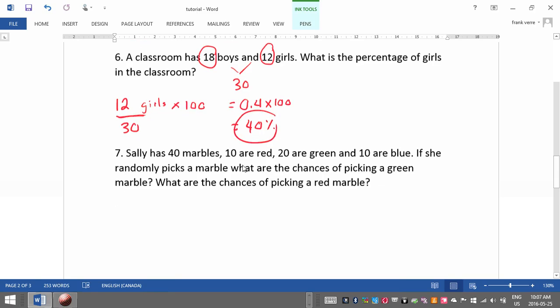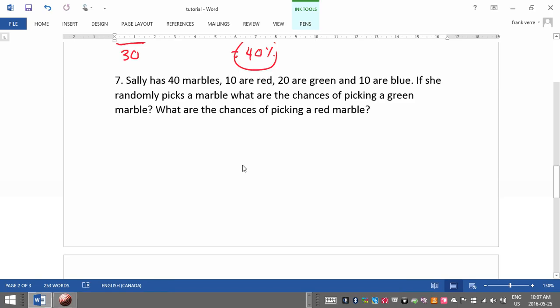Okay, next question. Sally has marbles. 10 are red, 20 are green, and 10 are blue. If she randomly picks a marble, what are the chances of picking a green marble? And then what are the chances of picking a red marble? So remember, she has 40 marbles, 10 are red, 20 are green, 10 are blue. And we're looking for the chance of getting a green marble and the chance of getting a red marble. So go ahead, try it out, and then when you're ready, hit resume.